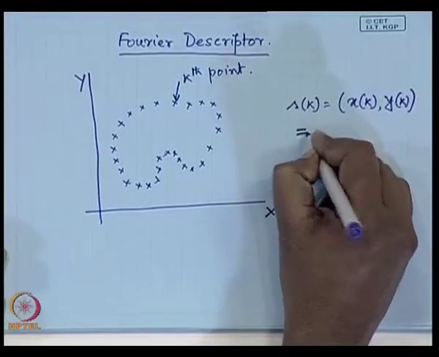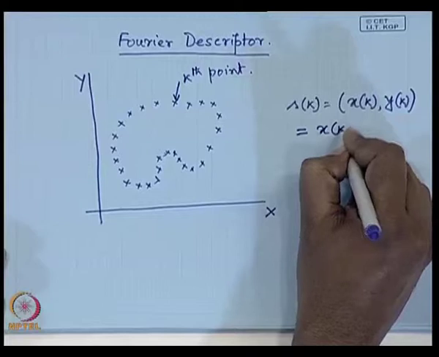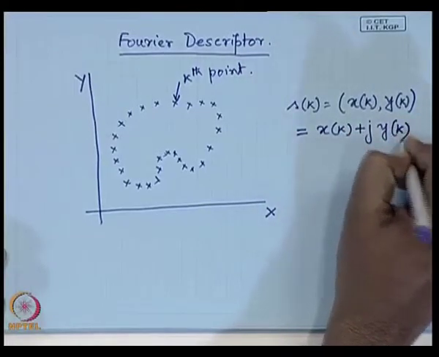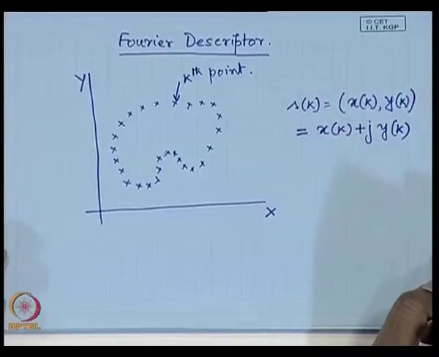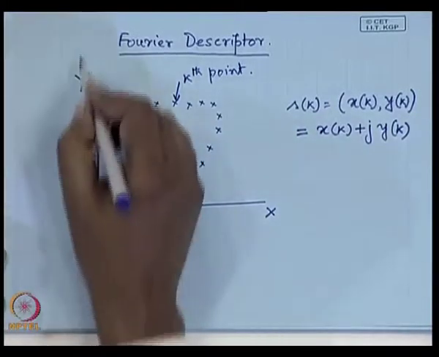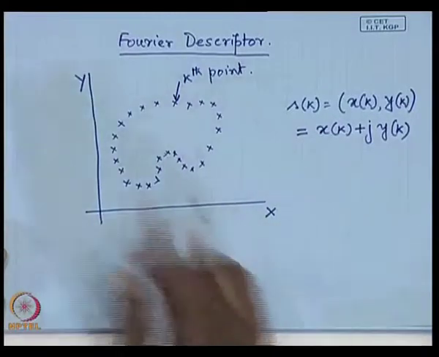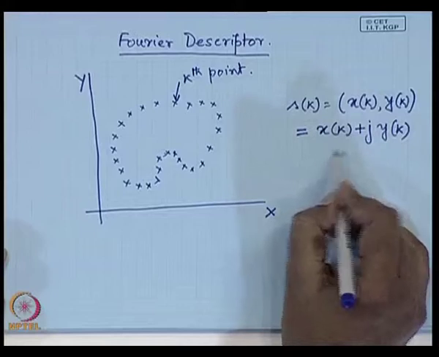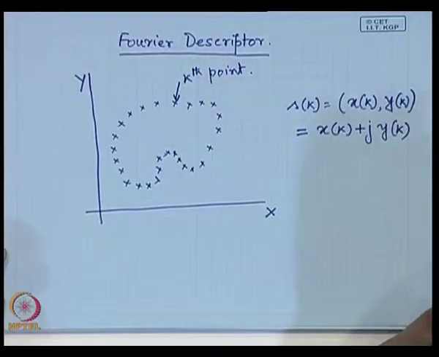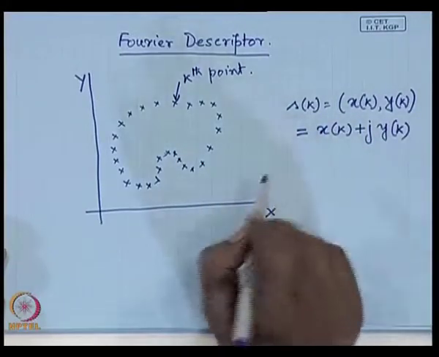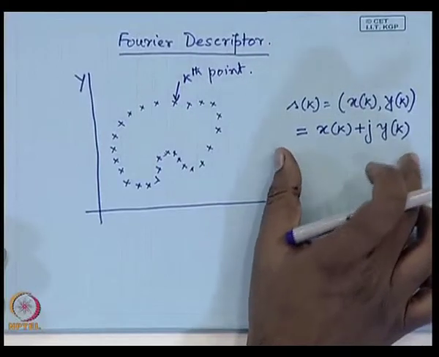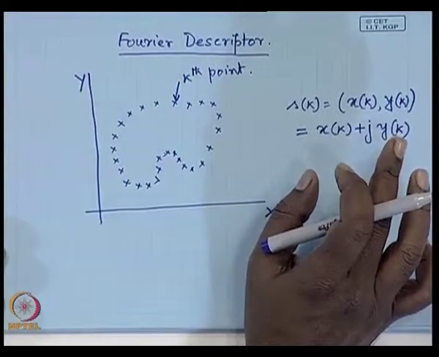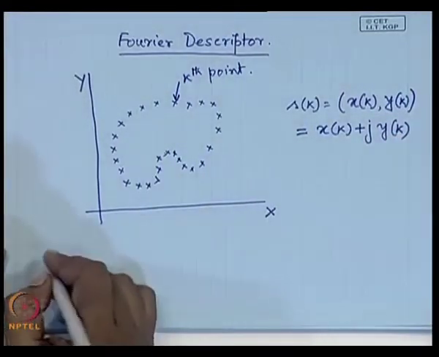So, I can represent this as x k plus j y k. Okay. So, it is simply my x coordinate I am assuming to be the real axis, and my y coordinate I am assuming to be the imaginary axis. So, this coordinate I represent by a complex number. Once I do this, I can find out the Fourier transform of this particular sequence of boundary points.